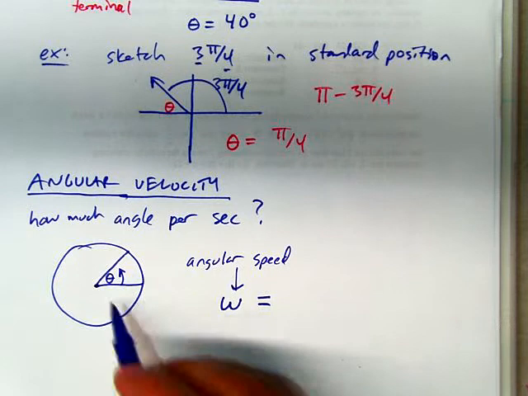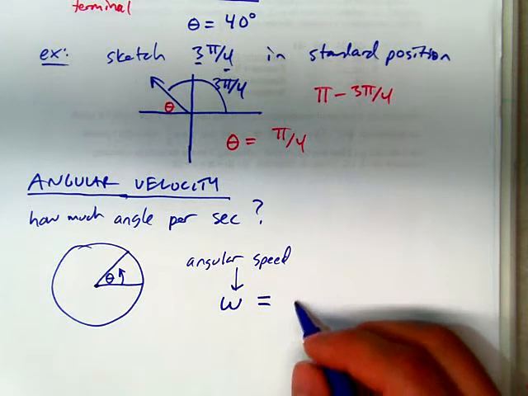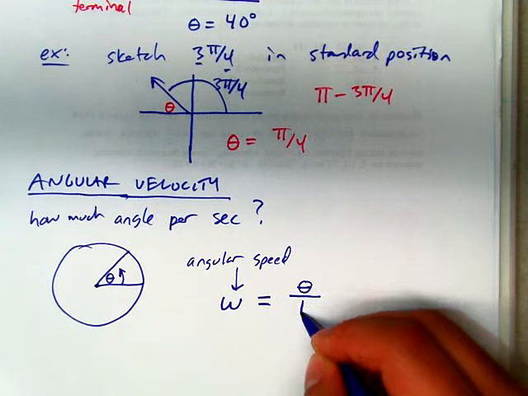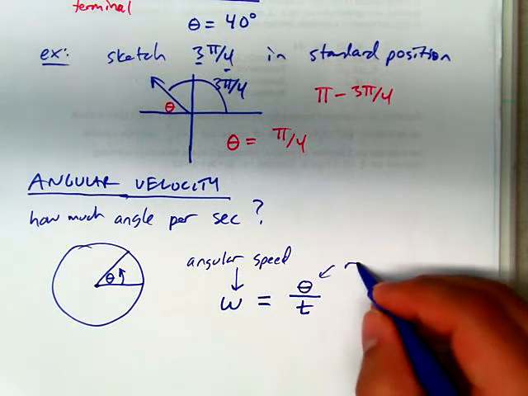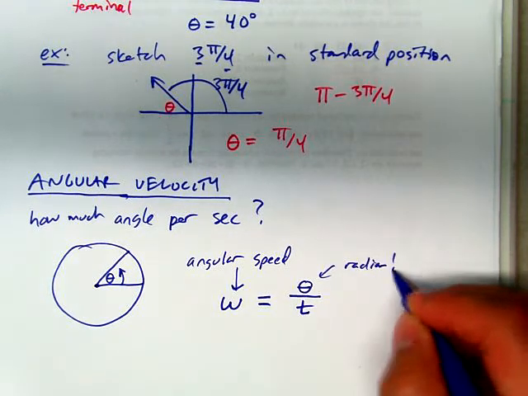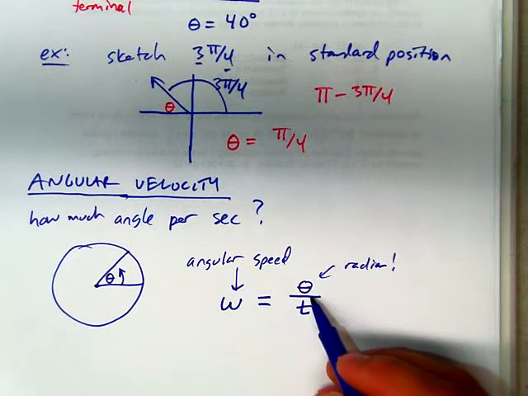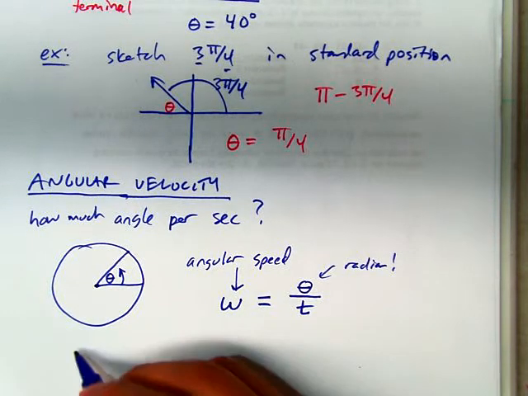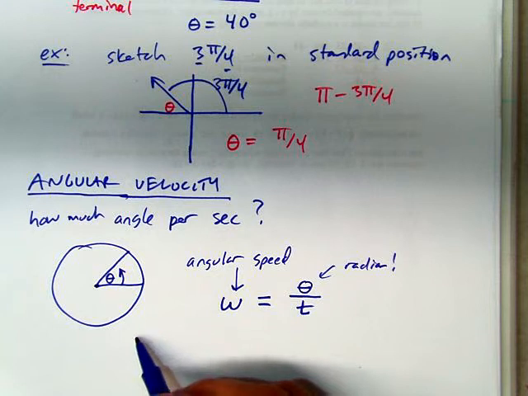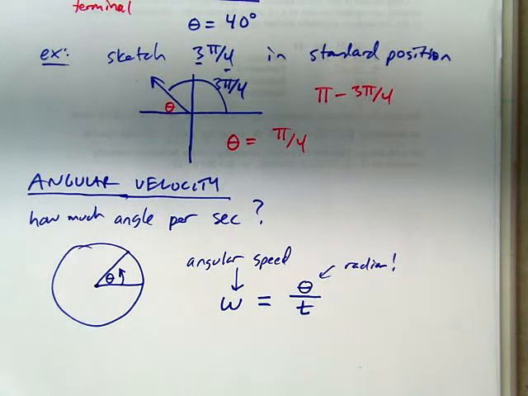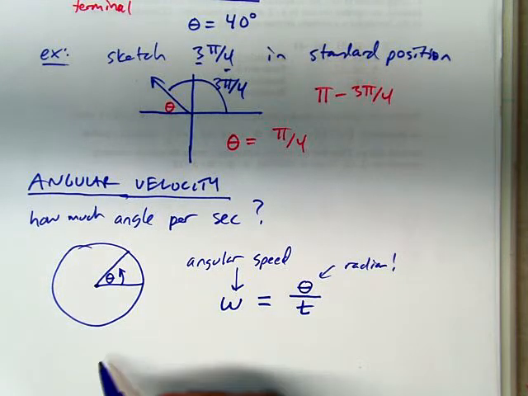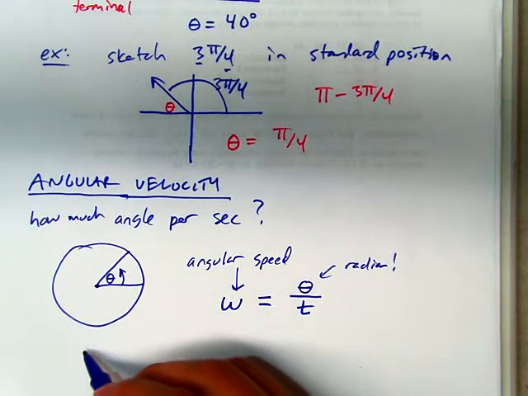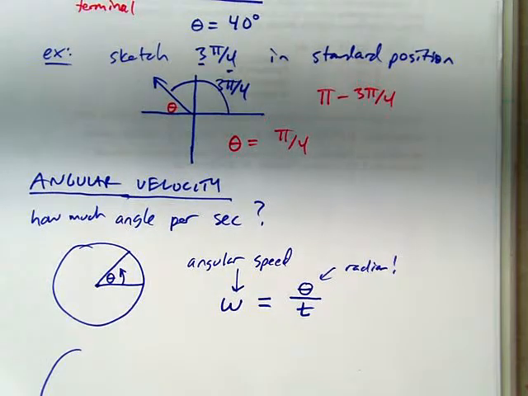To figure out how much angle per unit of time, you simply take the angle in radians and divide it by time. So again, this is another formula that's in radians. And now we can tie this together to linear speed. Here's a good distinction between angular and linear. So imagine, let's draw another circle.